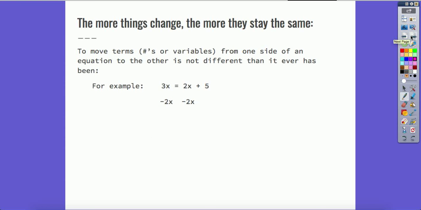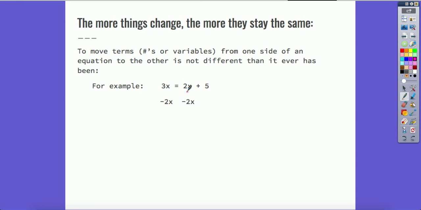So we'll get back to that problem in just a moment, but the more things change, the more they stay the same. To move terms or numbers or variables from one side of an equation to the other, it's not different than it ever has been. So for example, if I have this equation 3x equals 2x plus 5, and I want to bring this 2x over here to be on the same side as the 3x, notice that this is an addition problem.